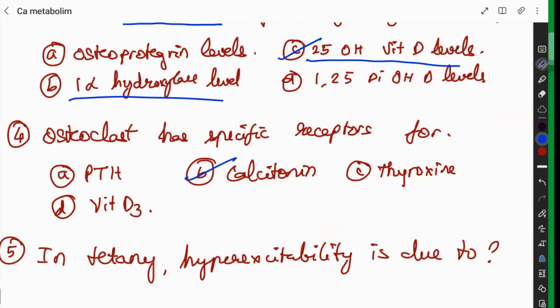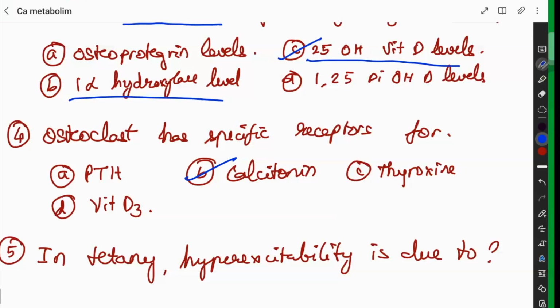Calcitonin, exactly, correct one. Now, finally, I am having one more question. In tetany, hyperexcitability is due to what? I am just giving a direct question. In tetany, hyperexcitability is occurring due to what? Why is there hyperexcitability in tetany, that is what we are asking. This question was asked in the postgraduate exam, PGI Chandigarh, in June 2004. In tetany, hyperexcitability is due to what?